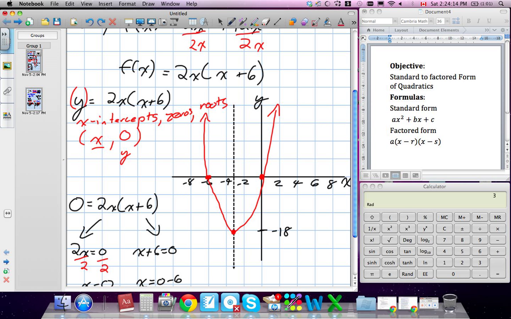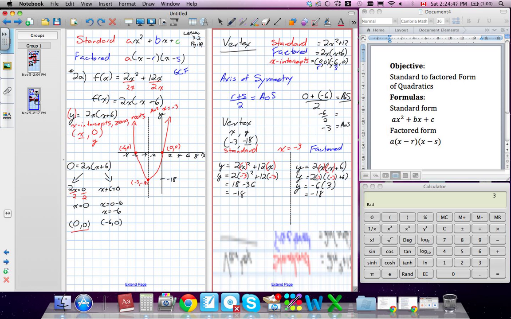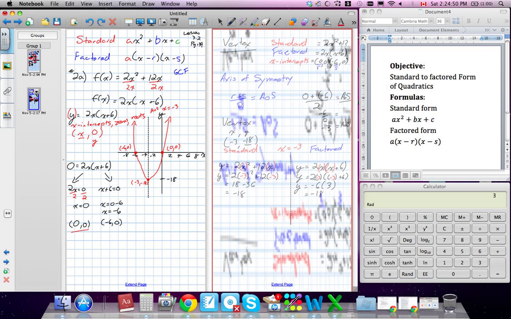So we've now found the zeros. The equation of the axis of symmetry, which is x equals negative 3. That's our AOS is x equals negative 3. Okay, that's the equation, x equals negative 3. And the coordinates of the vertex, which we found at negative 3 and negative 18. We know that that point was 0 and 0, and this point was negative 6 and 0. So we found a lot of information from this. So that's everything we just did in 2 pages.